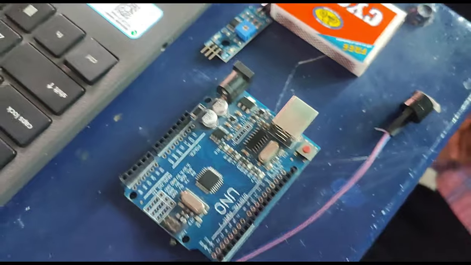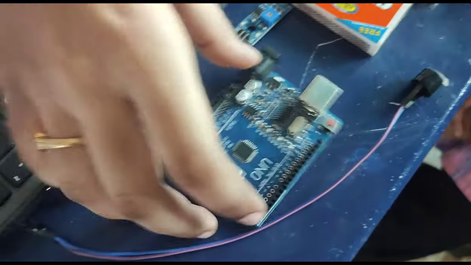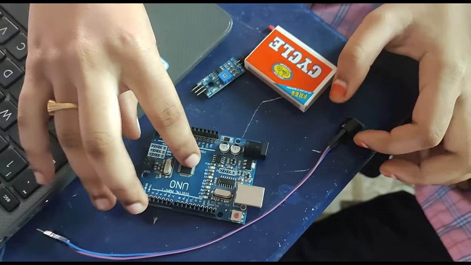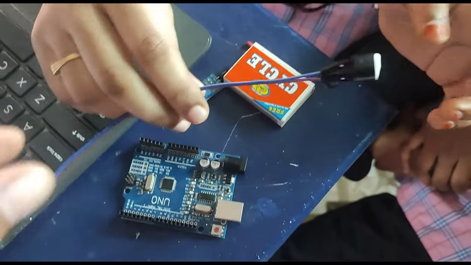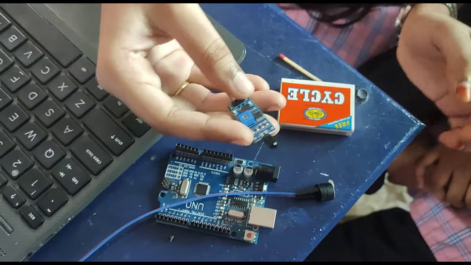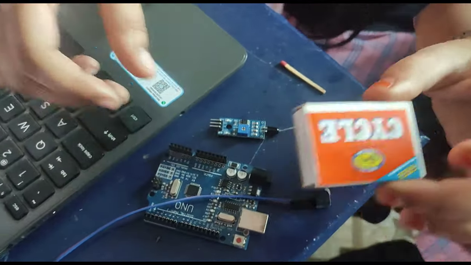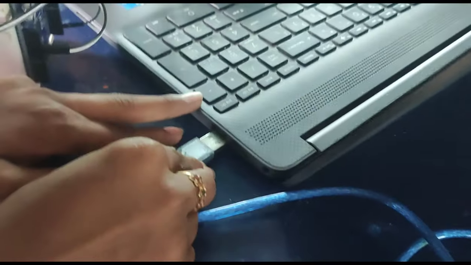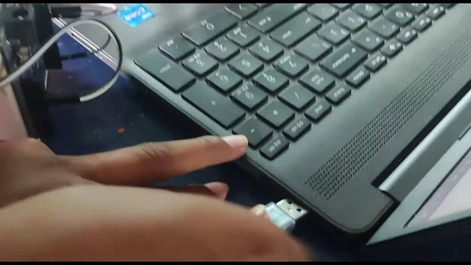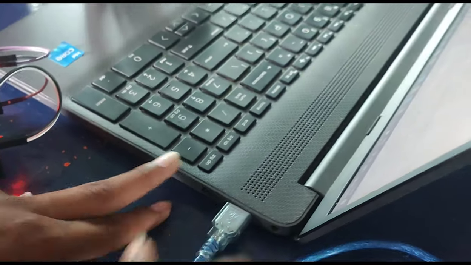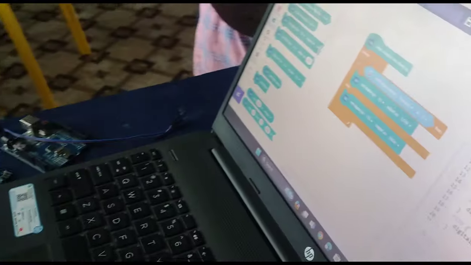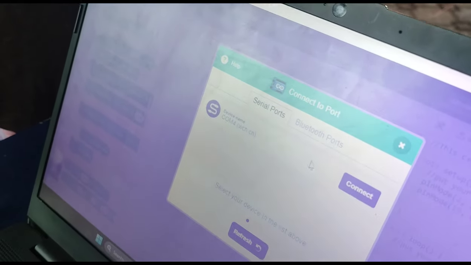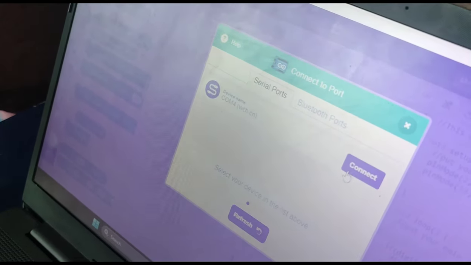Arduino serves as the brain of our prototype, providing a programmable platform for interfacing with sensors and controlling the alarm system. The flame sensor is a crucial component that detects the presence of flames by monitoring infrared light emissions. It serves as the primary input for our fire detection system. The buzzer functions as the output device, producing a loud alarm when the flame sensor detects the presence of flames.